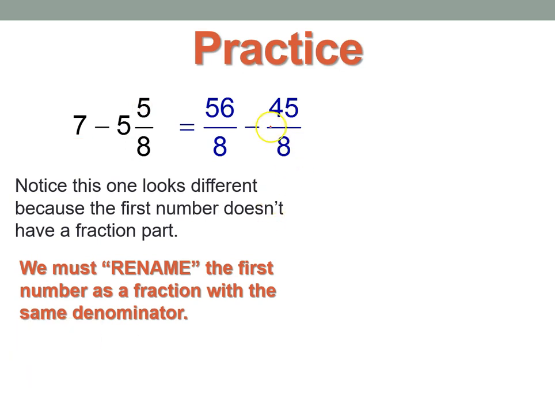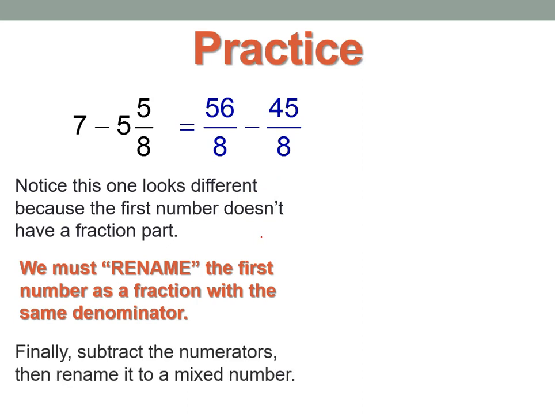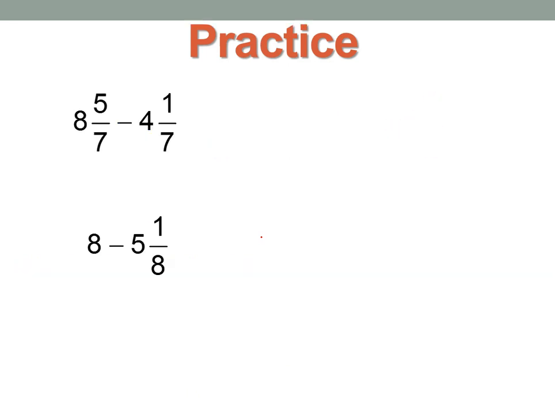So now what we're going to do is we will subtract. So I do 56 minus 45, and we'll get 11 over 8. Now we can make that into a mixed number. That's an improper fraction. So how many times does 8 go into 11? It's 1, and then there's 3/8 left.